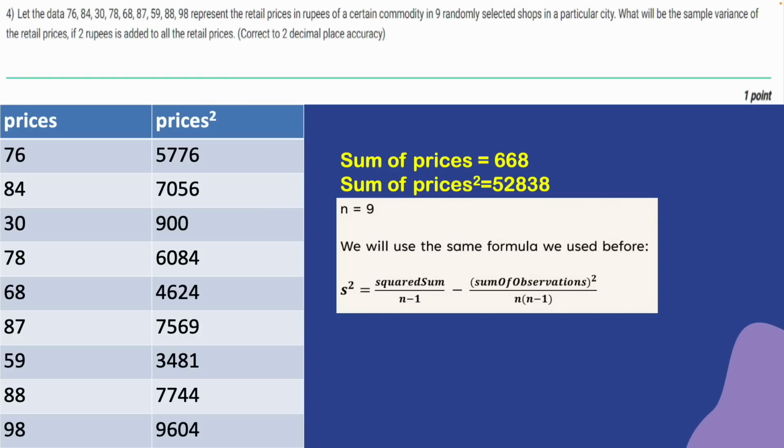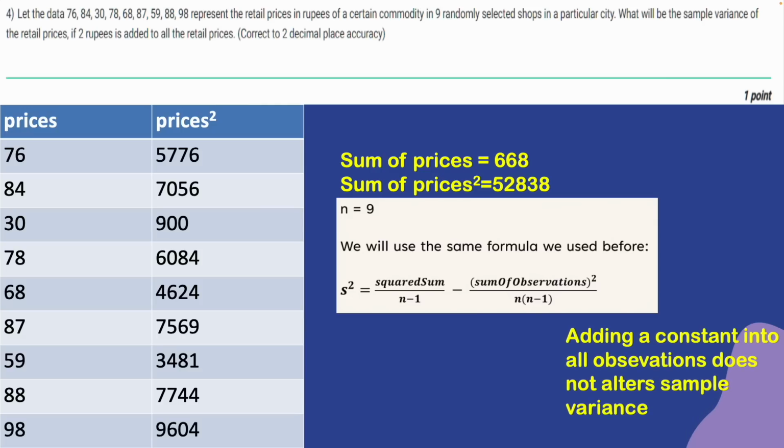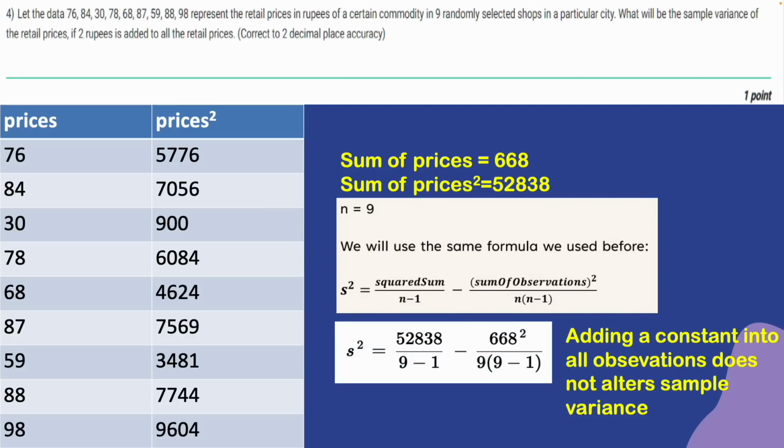And you may say that we have to add 2 rupees to all the observations, but always remember that adding a constant to all observations does not alter the sample variance. So sample variance equals 52838 by 9 minus 1, minus 668 squared by 9 into 9 minus 1, and after calculation we will get sample variance equals 407.20, which is the answer.